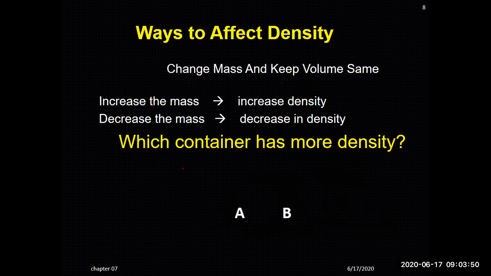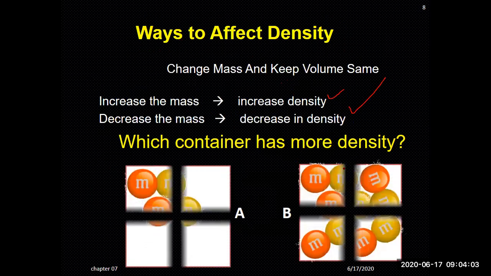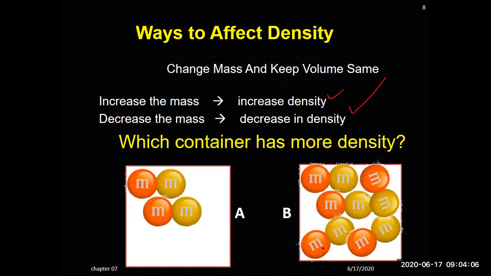Ways to affect density: increase the mass, increase the density; decrease the mass, decrease the density. Which container has more density? Let's see the containers. Here the molecules are how many? 2, 4, 6, 8, 10. Here there are 4. The volume is the same, but the number of molecules here is less, and here it is more. Which container has more density? Of course B has more density compared to A, because the number of molecules in the same volume in case of A is very small.